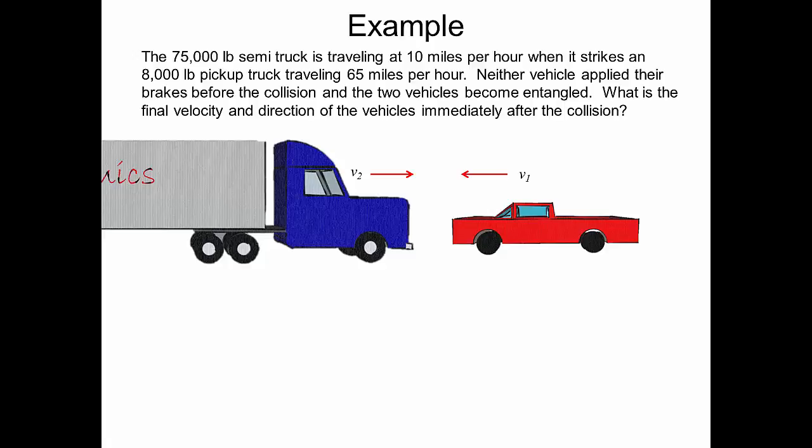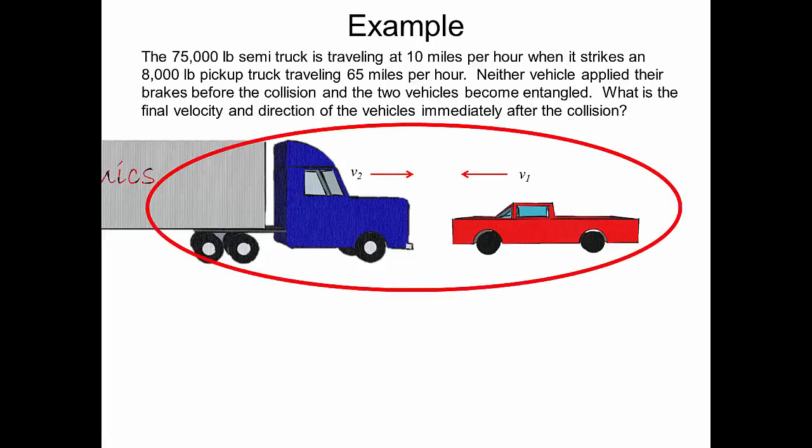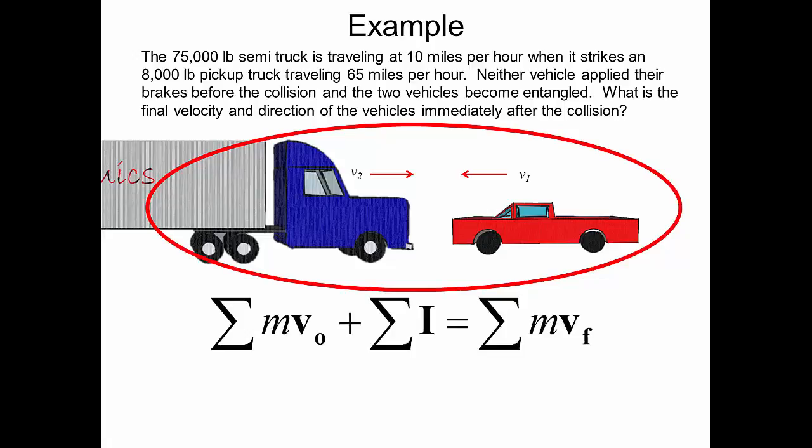Well, first let's choose our system. We're going to choose both vehicles as one system. The sum of our initial momentum plus the sum of the impulses equals the sum of our final momentum. We chose our system so that the net impulse is 0, so we can eliminate that from our equation. Now we take the initial momentum of the semi-tractor trailer plus the initial momentum of the pickup truck, and that will equal the total mass of both the truck and the semi-tractor trailer, since they become entangled, times their final velocity.